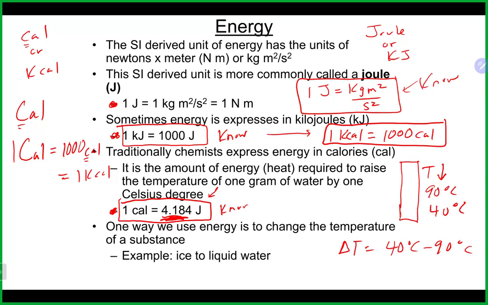Now, if the temperature went the other way and it went from 40 degrees Celsius to 90 degrees Celsius, in that case, that substance has gained energy, right? That's the only way we would see the temperature rise. And in the case where it lost energy, this was a negative 50 degrees. And in this case, where it gained energy, we would take 90 minus 40, and that would be a positive 50 degrees. The amount of energy gained or lost in this situation is the same. The only difference is the sign. One's negative and one is positive.